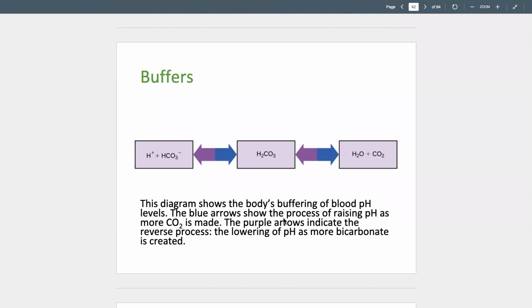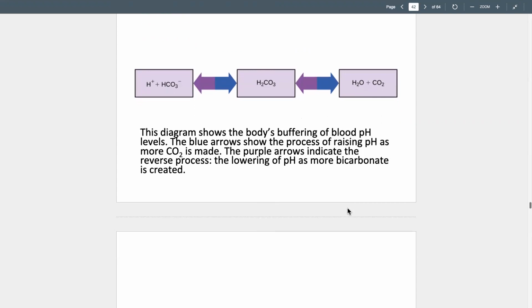Now, the blue arrows show the process of raising pH as more CO2 is made. The purple arrow indicates the reverse, so it's lower in the pH as more bicarbonate is created. So as more CO2 is created, we actually get an increase in the pH. So what that does is that basically you're becoming more alkaline, and then if you need to lower the pH, more bicarbonate is made. So that's just the system right there with the arrows.